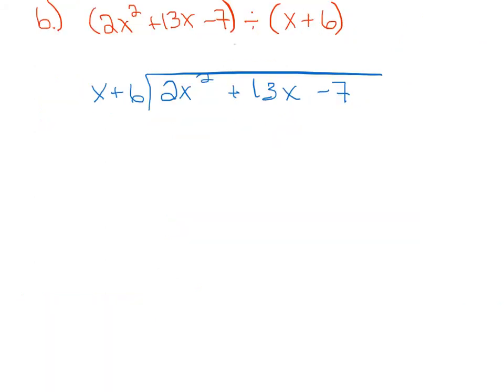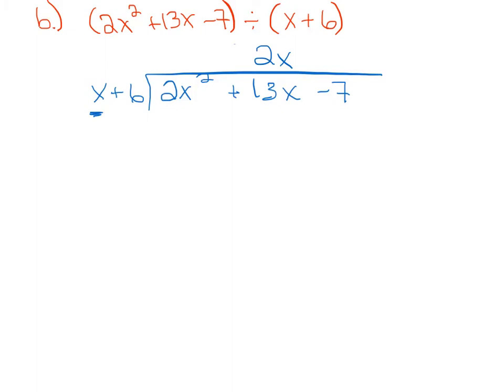Okay, another practice with the polynomial long division. We're going to take our dividend of 2x squared plus 13x minus 7 and divide that by the divisor of x plus 6. So what can multiply times the x to give me 2x squared? Well, that's going to give us a 2x that we need. So we write it up over our x term, 2x.